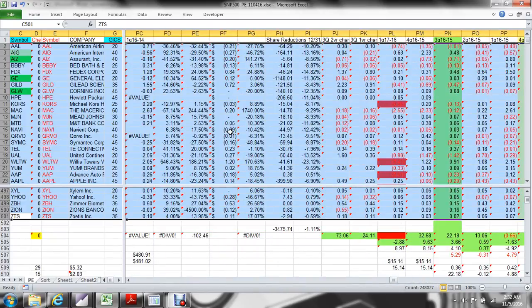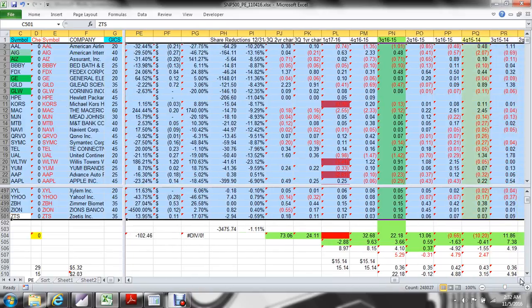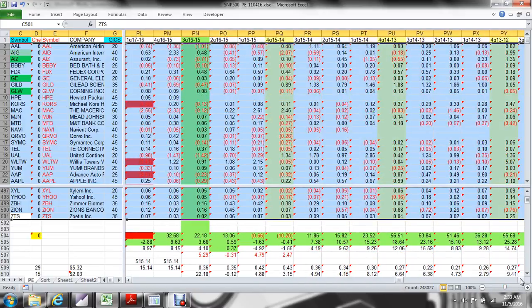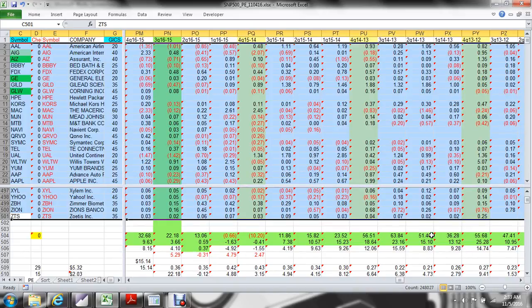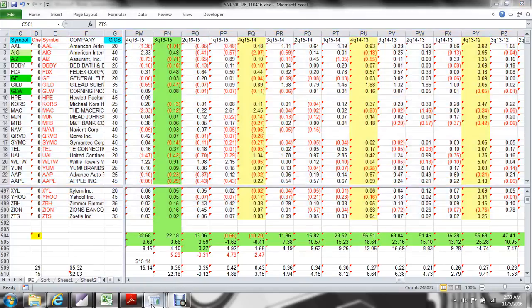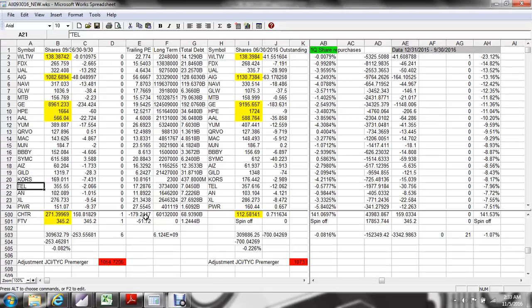Now, these are in alphabetical order. They aren't by the highest share reductions, but they're the top 20 companies. Now you can see there were some huge share reductions there. 14%, 13%, 13%, 12%, 12%. All of these companies reduced shares by over an eighth.